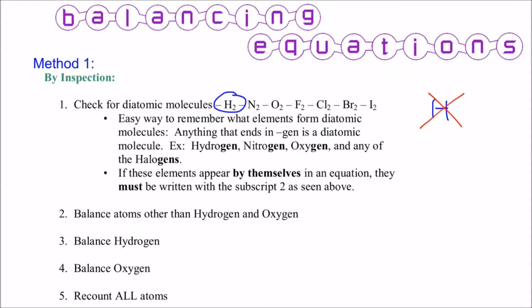Okay? The next thing that you're going to do to balance by inspection is balance all the atoms other than hydrogen and oxygen first. Then you balance the hydrogen, then you balance the oxygen, and then just to be sure, recount everything and make sure it equals on both sides. Remember, the whole purpose of balancing an equation is to make sure that we are obeying the law of conservation of matter. Alright, you cannot create or destroy matter, so both sides of a chemical equation need to show that they're equal to each other.